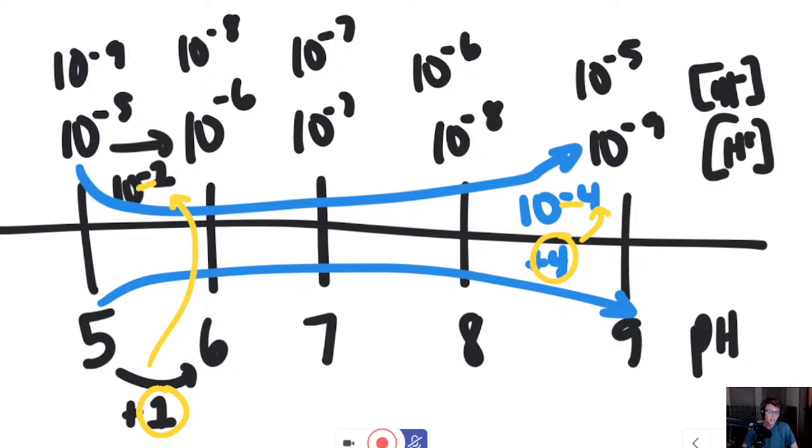But if we look at the OH minus concentration, which is this other one, we're seeing the exact same shift in overall factor, but the factor has the opposite sign. When we went from 5 to 6, hydroxide concentration increased by 10 to the 1. And if we did the same transition from 5 to 9, looking at hydroxide, that is a 10 to the 4 increase. So it's a matter of looking at these two pieces and making an interpretation based on the concept.